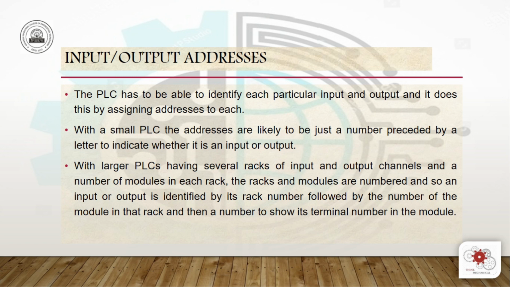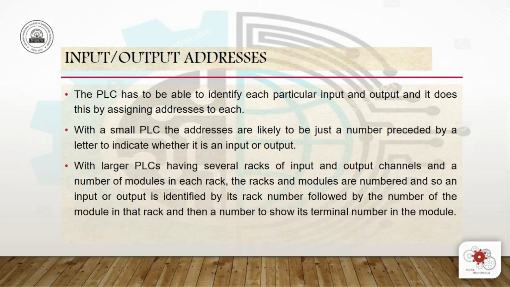Then with larger PLCs having several racks. Now what is meant by racks? Where you have to follow certain stages. After performing stage 1, in which there are a number of operations, you go to stage 2. That is nothing but a change of rack in the PLC. So with several racks of input and output channels, there are a number of modules in each rack, and the racks and modules are numbered, so the input and output can be identified by its rack number.